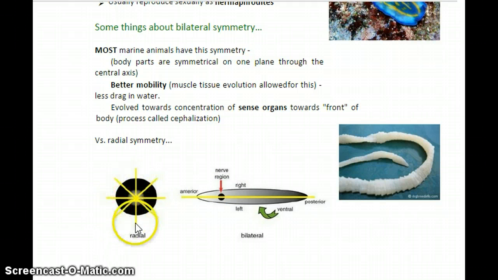Radial symmetry is a little different. As you can see, it's like pieces of pie put together. But with bilateral symmetry, you have perfect symmetry down the center, so left and right sides are equal. And another byproduct of this is cephalization, so all the sense organs tend to be congregated on one end of the body.